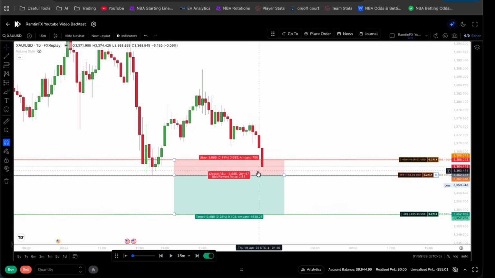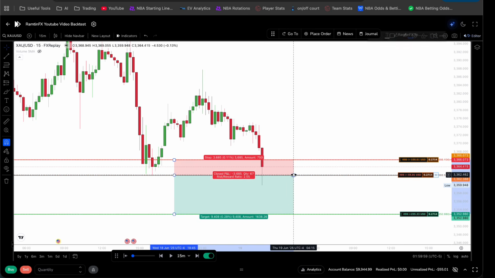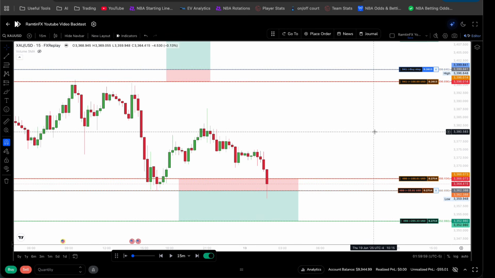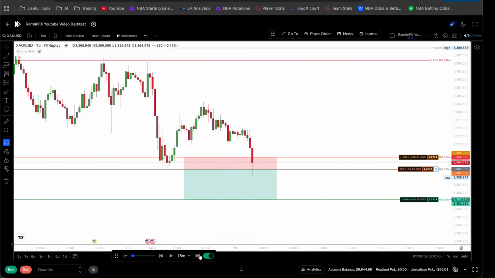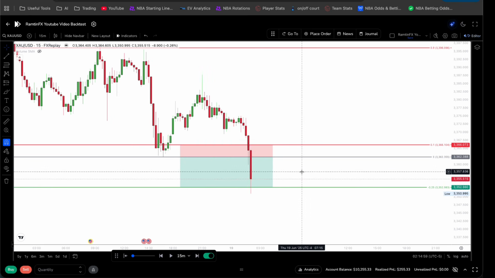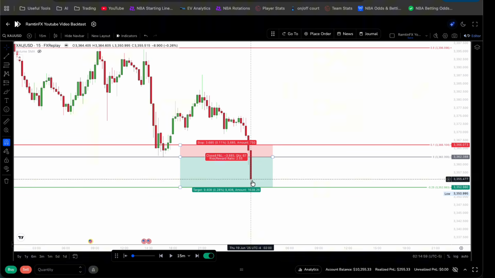And here you can see that we have been triggered for our sell stop. So the first thing that we would do is go ahead and cancel the buy stop, and let's see how this trade plays out. And take profit has been hit, and this is on June 19th.